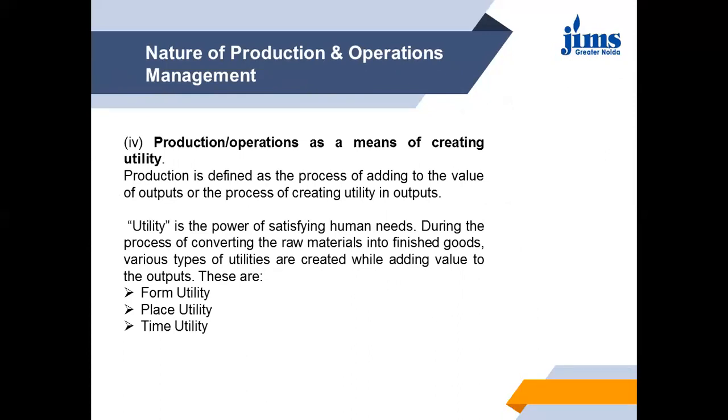means of creating utility. Every business usually creates some output. And if I talk specifically about a manufacturing concern, it is always involved in creating 3 types of utilities, all of them having the power of satisfying human needs. During the process of conversion of raw materials into finished goods, various types of utilities are created while adding value to the output. Now, these are form utility.